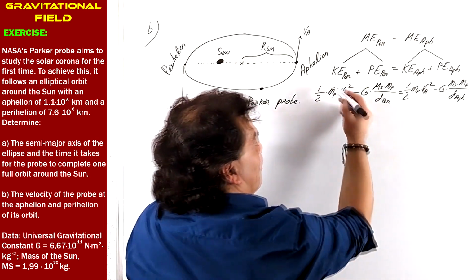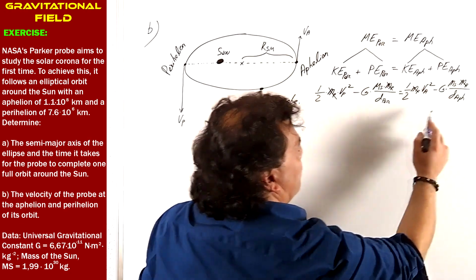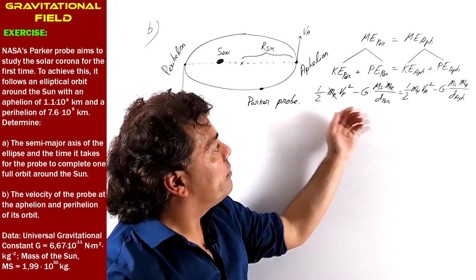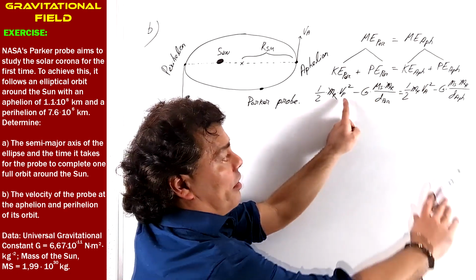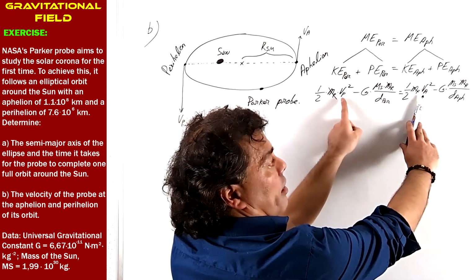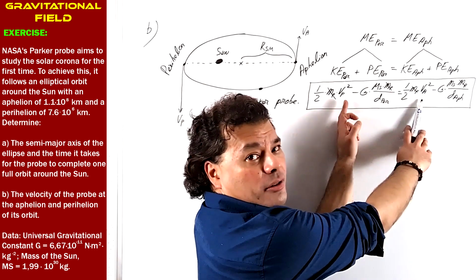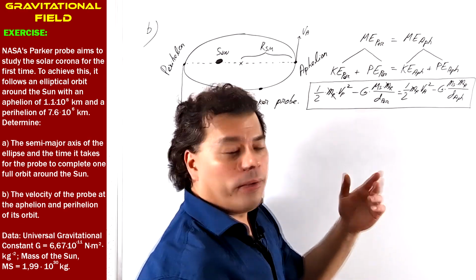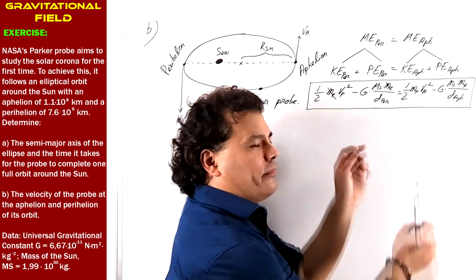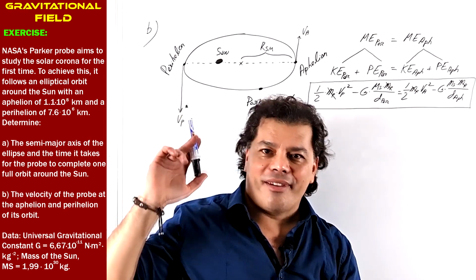Here we can cancel out the mass of the probe as it appears in the 4 terms, and the rest of the magnitudes are known. And here we have the velocity at perihelion and the velocity at the aphelion. Now we need another equation to form with this one a system of 2 equations and solve it for Vp and Va. So what other magnitude remains constant in this topic?